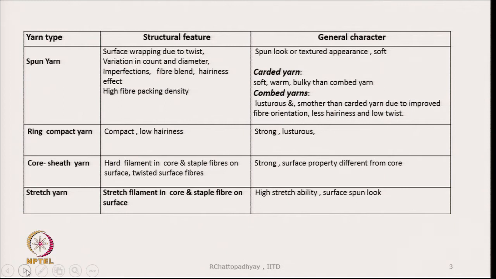We can have two varieties within this, carded and combed. So, carded yarns are soft and warm, because they are a little bulky in nature, and their porosity is high in comparison to their counterpart, that is combed yarns. Combed yarns are generally lustrous, smoother, and they are less hairy, because generally we use low twist. So, like we have listed the different types of yarn, the corresponding structural characteristics, and as a result of that, what is the general character that exists in these yarns.